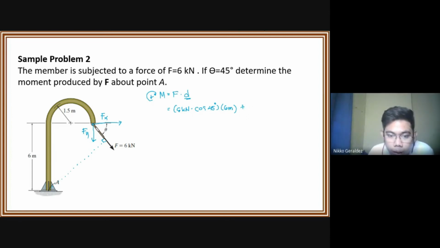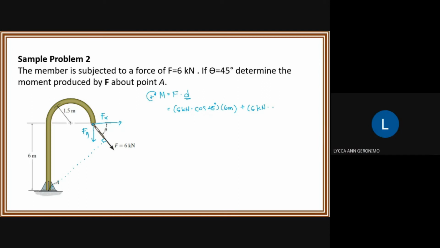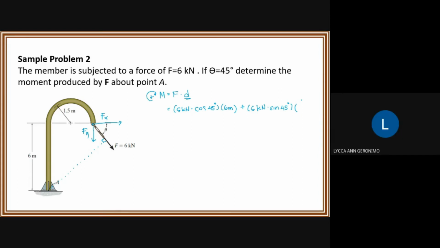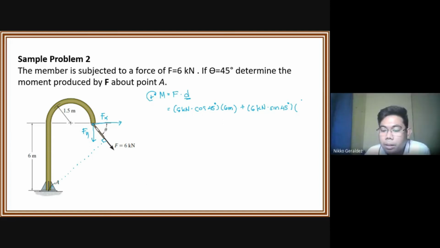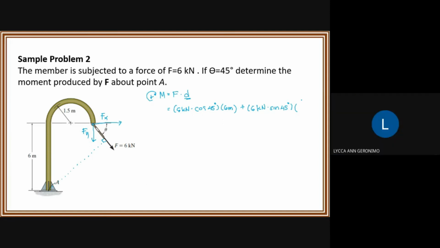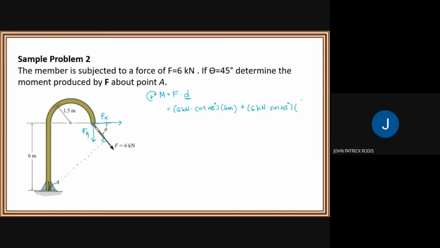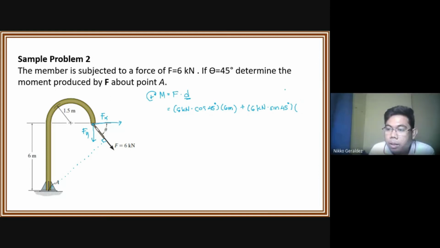Positive. So, Fy, so that is 6 kilonewton times, ano po? Sine 45 degrees. Times perpendicular distance, 1.5 meters. Yan. 3 po. Meters. That is 3 meters. So, yun yung moment ng y component.